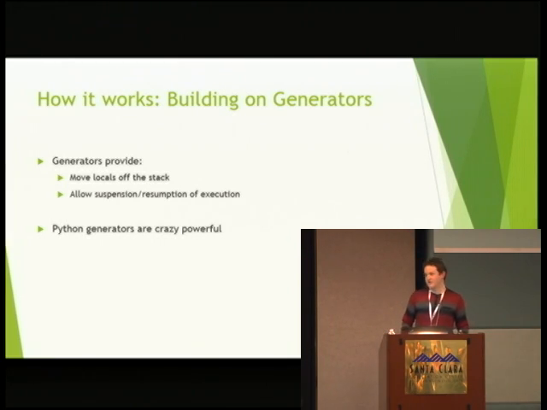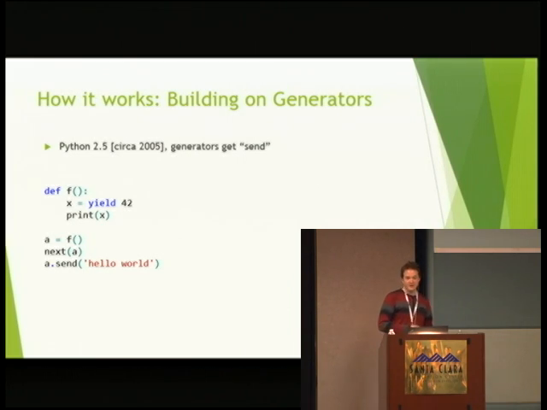So the first thing that it uses is generators. And the important thing here is that generators hoist everything into a state machine for you. They move all of your locals off the stack, which in CPython is already done anyway, but conceptually it does that. And it allows you to suspend and resume the execution of the function. It just turns out that Python generators are super, super powerful. I don't know of another language that has generators that are nearly as powerful.